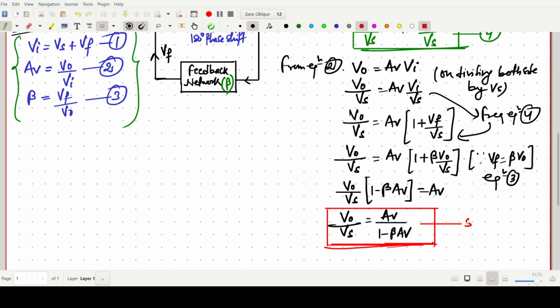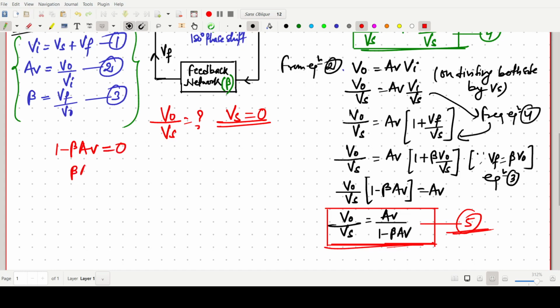Okay, so equation number 5. Basically, in the oscillator we have to divide V naught by Vs. But in an oscillator we have Vs equal to 0, since we are giving zero input signal source. For a zero input signal source, this 1 minus beta AB will be 0. So this beta AB equals 1.